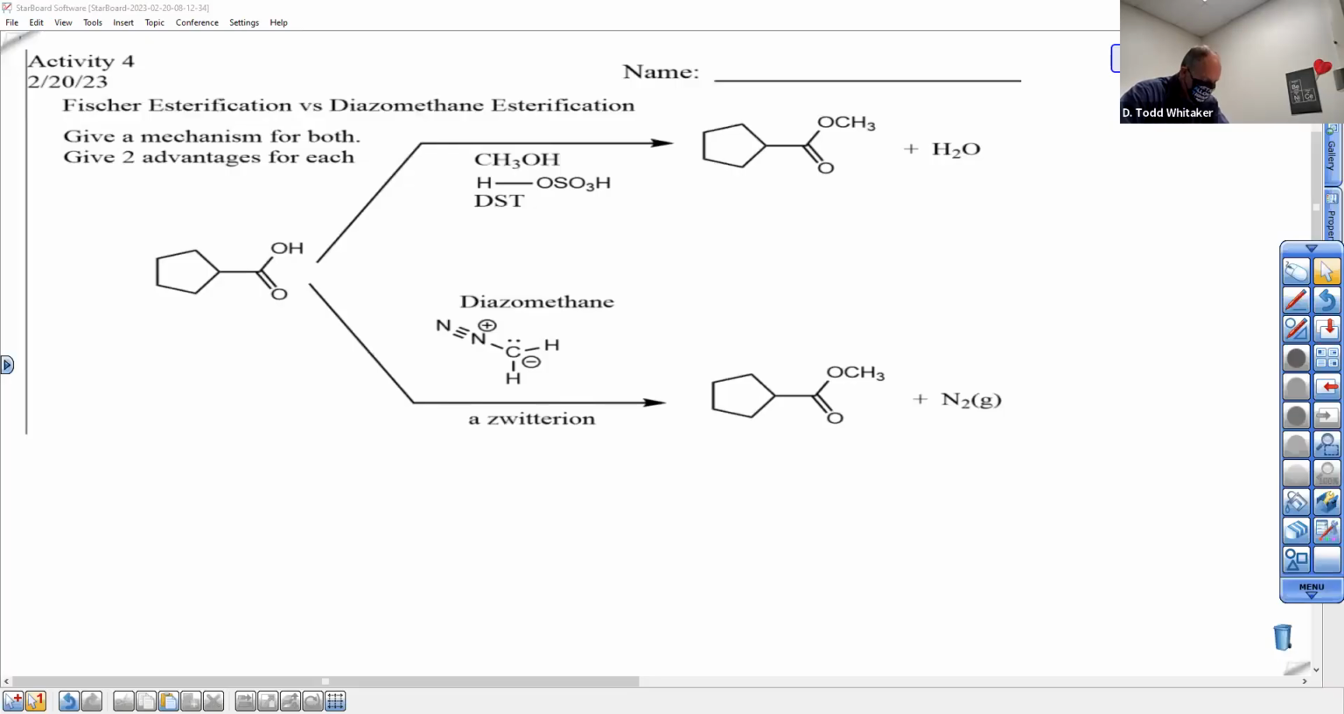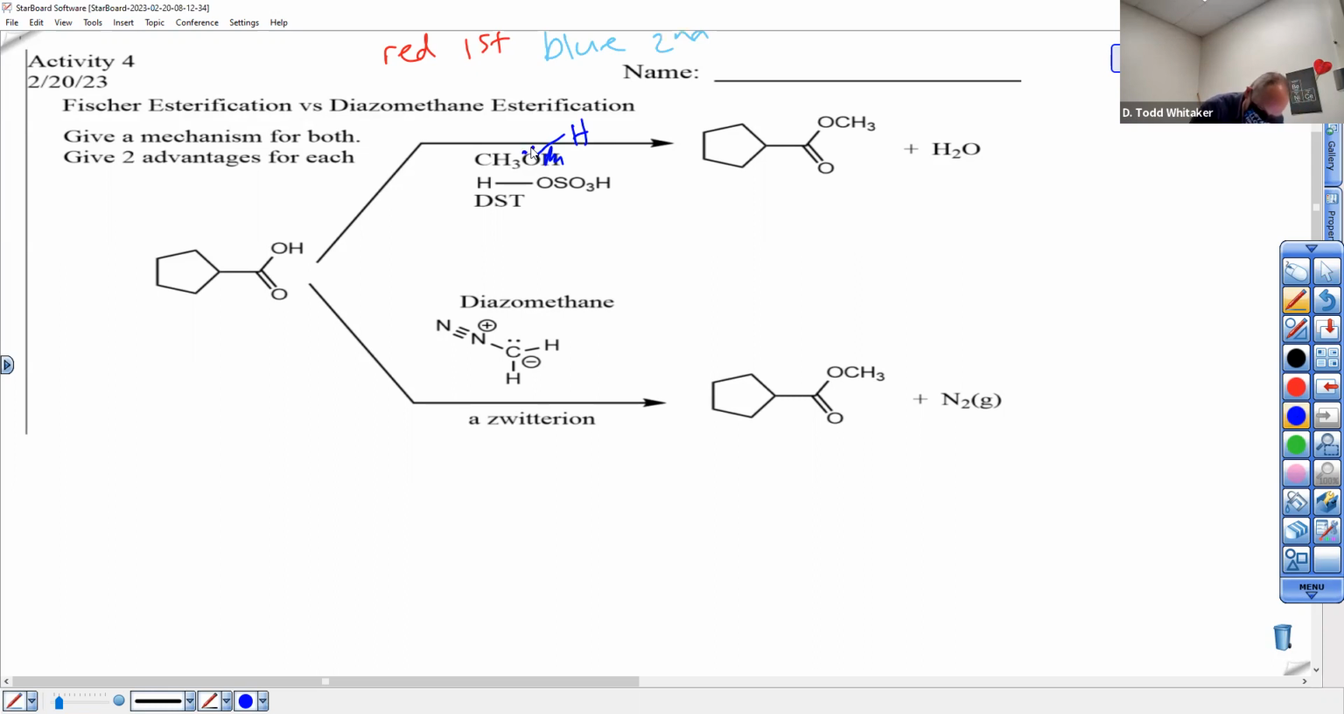All right, ladies and gentlemen, we're going to compare Fischer esterification, which we did earlier today. And we'll do 3 steps. We'll do red first, blue second, and I think we can save a little bit of time by erasing this H, sticking it off here.